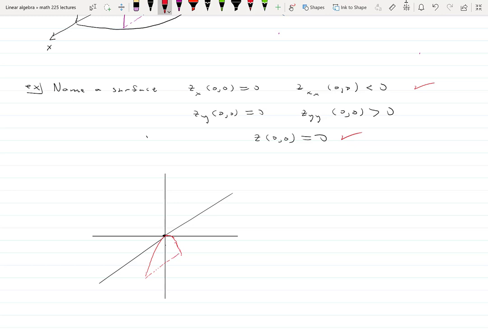But the concavity in the y direction is positive. Let's do that with green. Concavity in the y direction is positive. So this is in the y direction, the green direction. The red direction is in the x direction. And the slopes are 0. Can you name a surface that has that true?